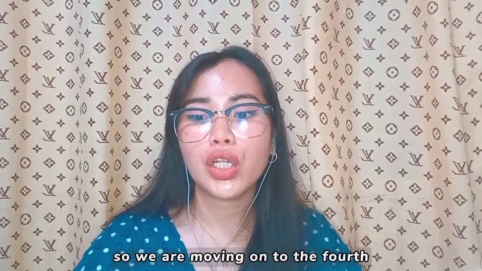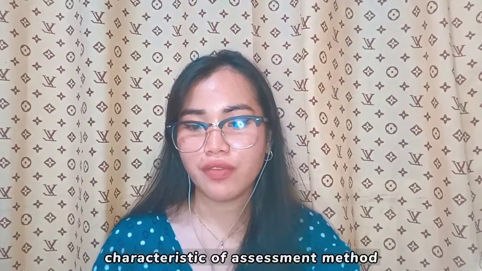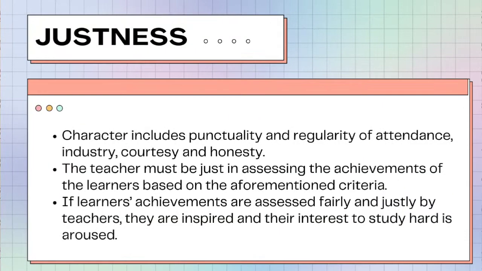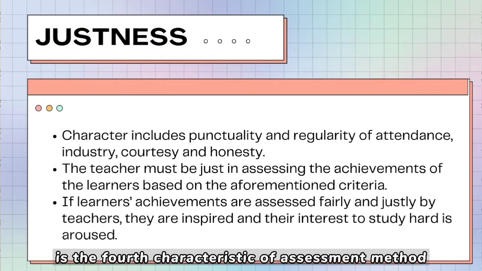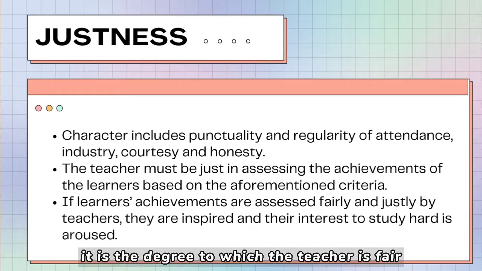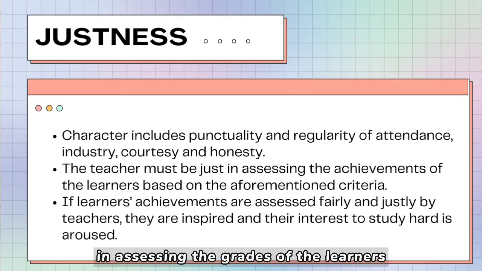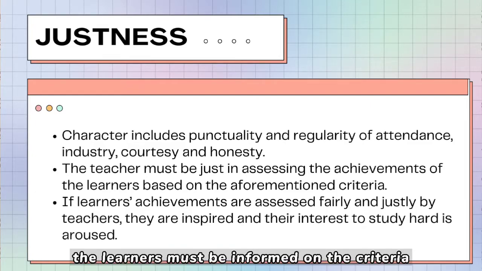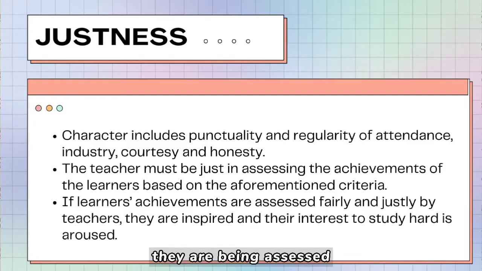So we are moving on to the 4th characteristic of assessment method. We have justness. Justness is the degree to which the teacher is fair in assessing the grades of the learners. The learners must be informed on the criteria they are being assessed.